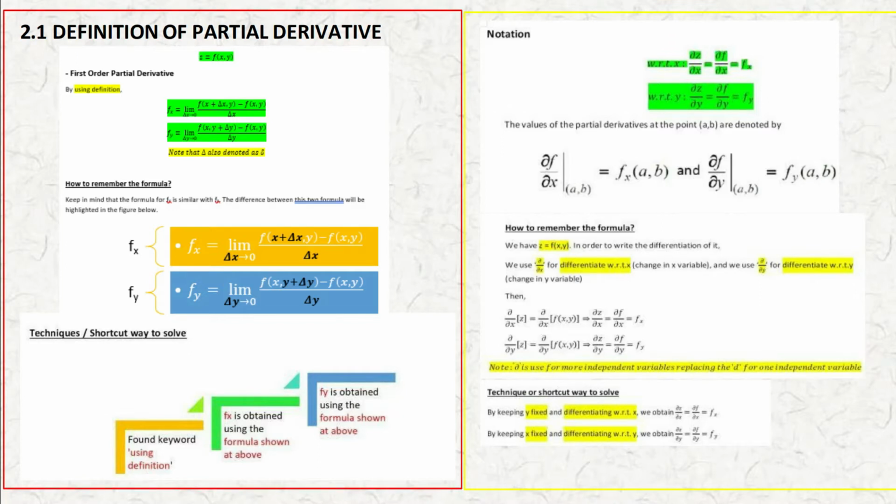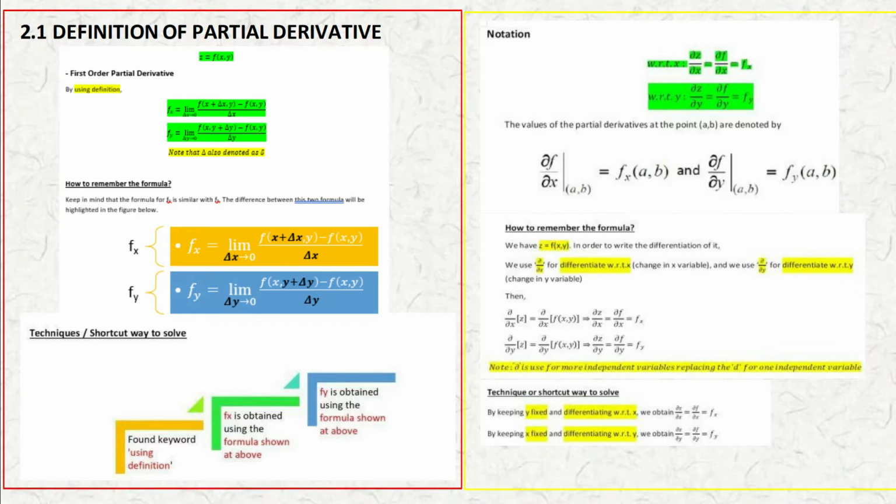Okay, we look at fx and fy. The only difference between these two formulas is in the bracket: for fx it is x plus delta x, y, and for fy it is x, y plus delta y. So the difference between fx and fy is only these two. So what is the technique and shortcut way to solve? When you find the keyword "using definition", you can obtain fx from the formula and fy from the formula. Simple as that.